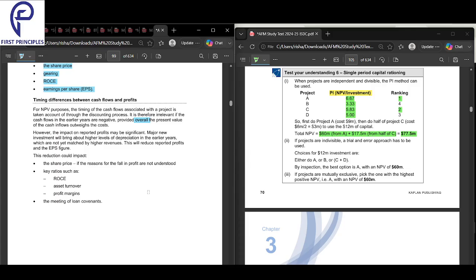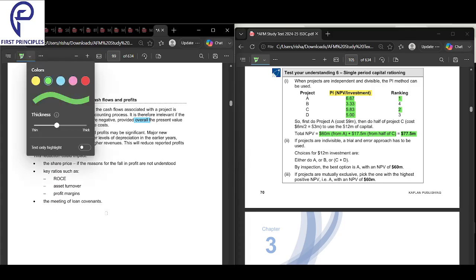But what happens for profit is that new investments will bring about higher levels of depreciation in the earlier years, which are not yet matched. This will reduce the profits. In case of profits, investors see this. If there's a new project, there will be more depreciation, there will be more cost now, but revenue will come later, right? So whenever a new investment is made, it will bring a higher level of depreciation. Right? If you bought a new machine for a new project, you have established a new machine. What is the new machine doing?